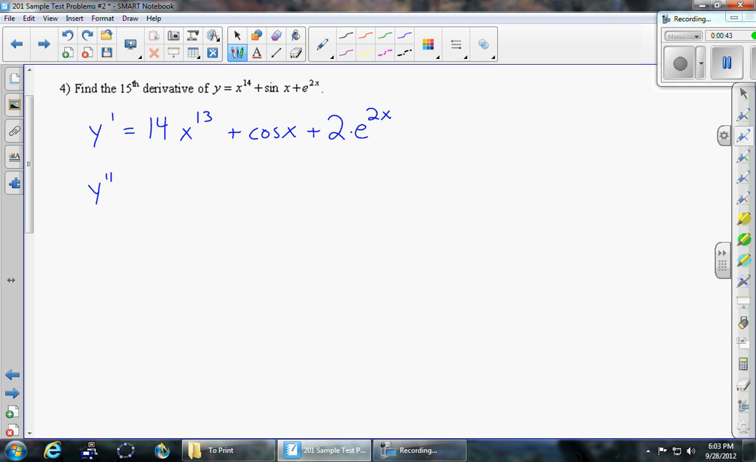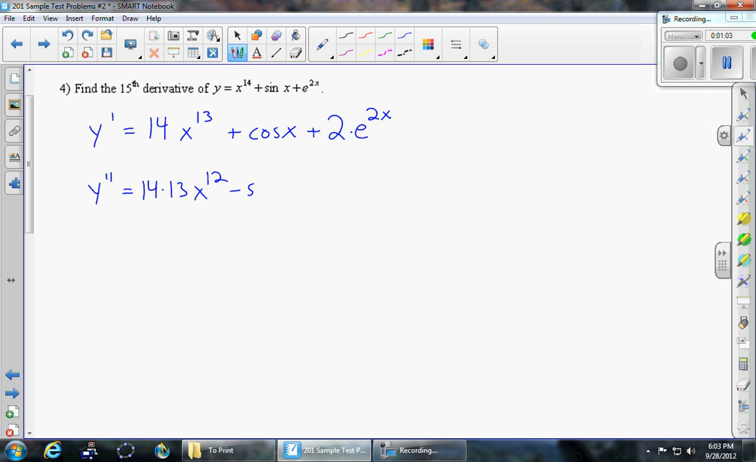Y double prime equals. Okay, the 13 is about to come down and multiply by 14. We don't actually want to write down what that product is because I think that takes away the pattern. I'm interested here more in the pattern than in the actual number, like how much is 14 times 13. So I'm just going to write the 13 is really just coming down there.